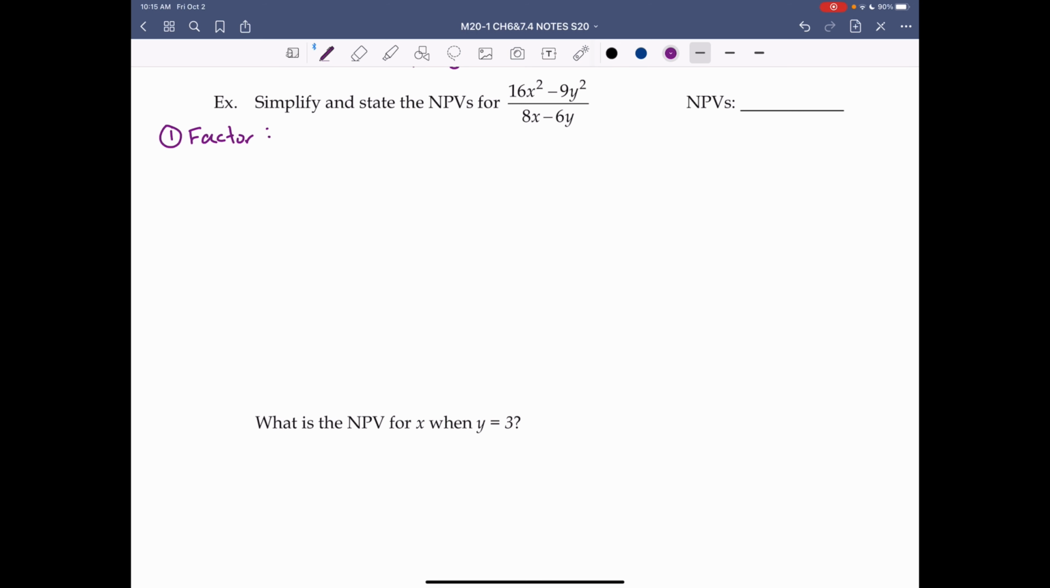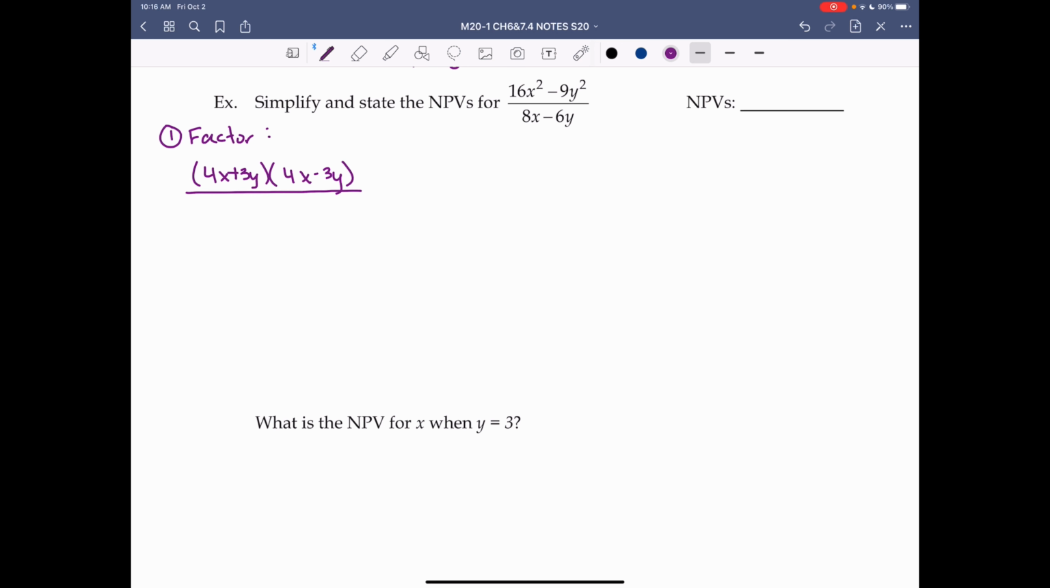I don't have any common factor there, but if you look at the numbers, 16 and 9 are perfect square numbers. x squared and y squared are perfect squares, and then we have a minus. So it's a difference of squares, which would factor to: the square root of the first term is 4x, the square root of the last term is 3y, one with a plus, one with a minus.